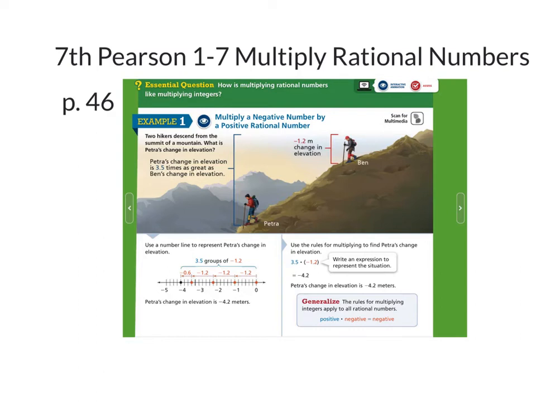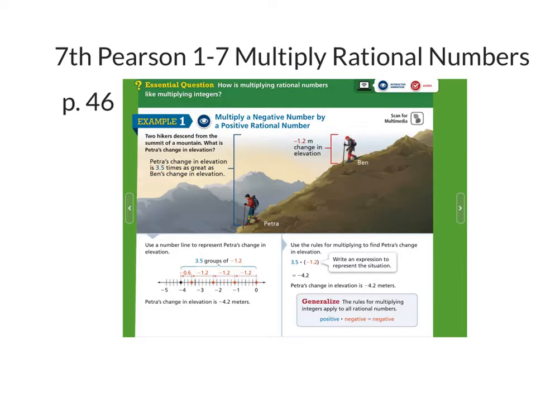Lesson 1.7, we're looking at multiplying rational numbers. So we still have potential negative numbers in our problems. The only difference from what we did in the last lesson is that we could have some decimals and some fractions here, some mixed numbers, things like that.